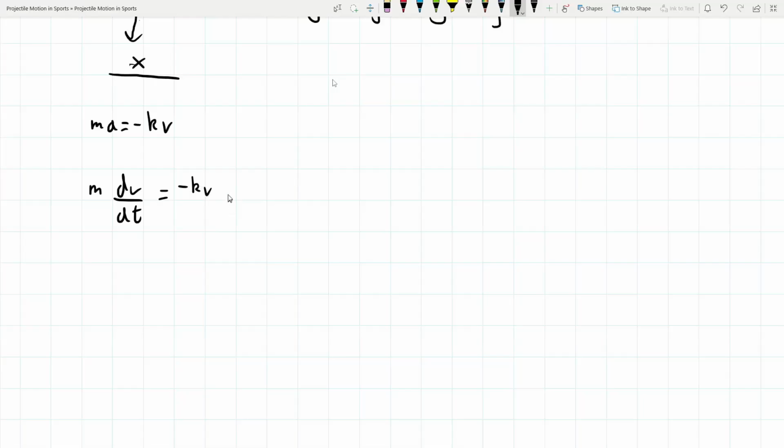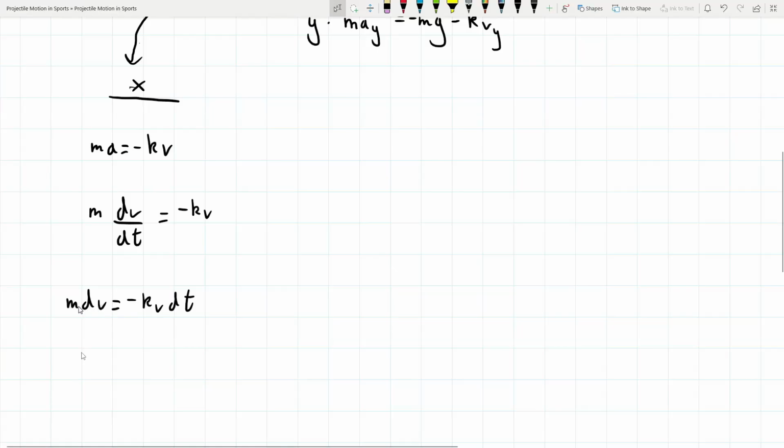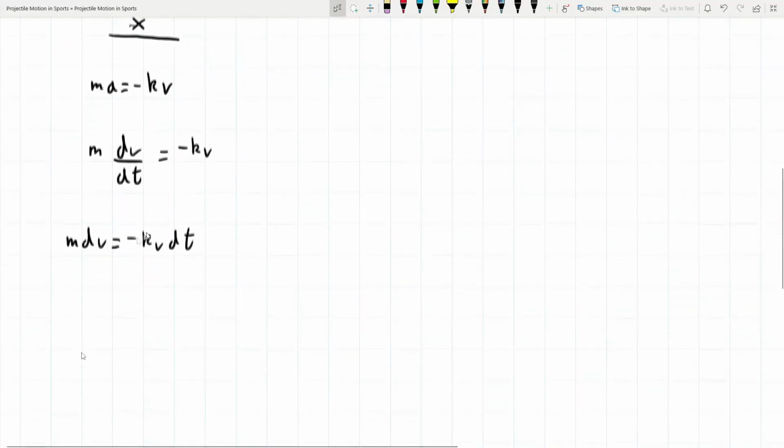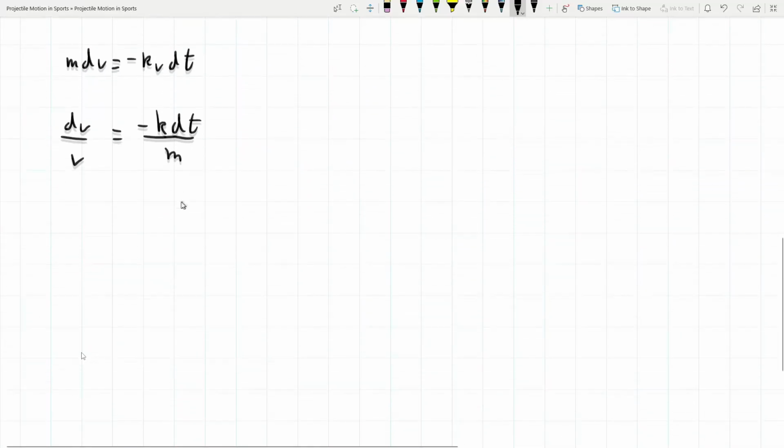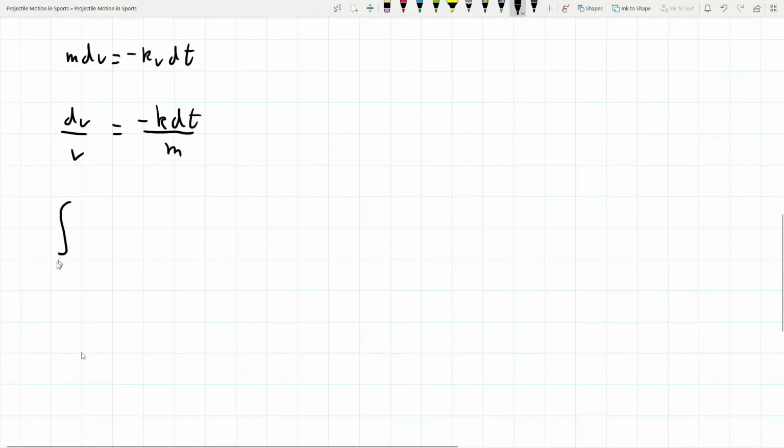Now we need to get the v's to one side with the dv and the rest to the other side. So if we multiply both sides by dt, we get m dv equals minus kv dt. So now we can divide both sides by m to get the m on the right side, and divide both sides by v to get v on the left side, and we get that dv over v equals minus k dt over m.